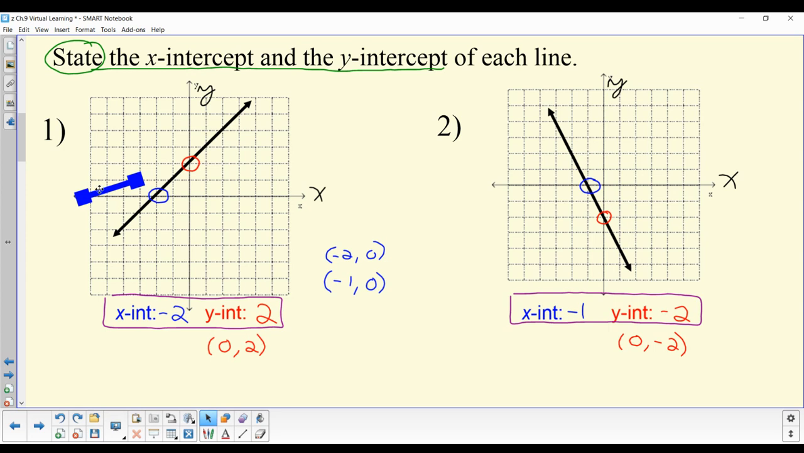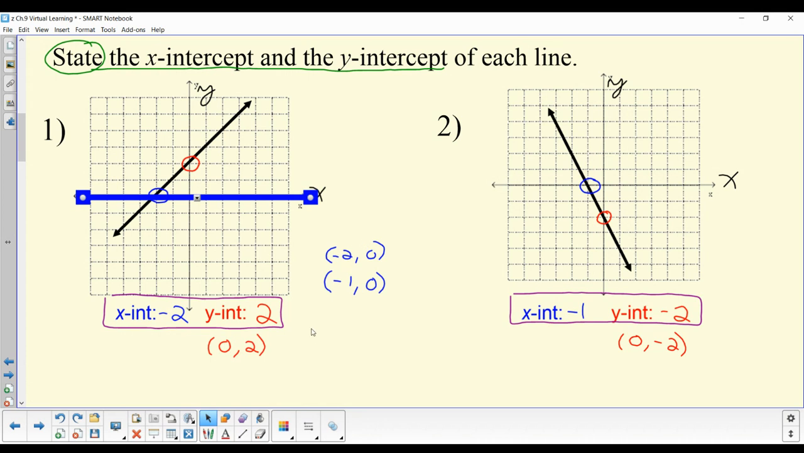And the reason their y value is 0 is because when you're looking for the x-intercept, you're on the x-axis. And every point on the x-axis is 0. So the characteristic that all x-intercepts have in common is that their y value is 0.